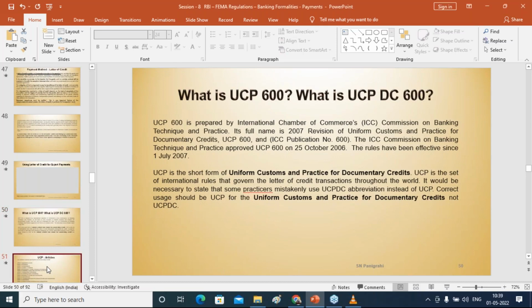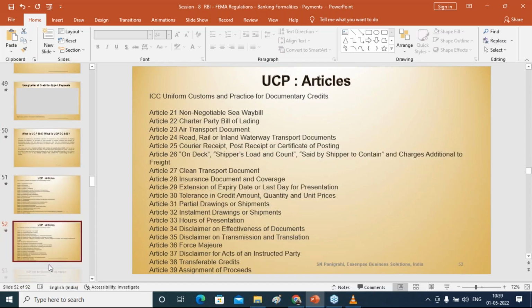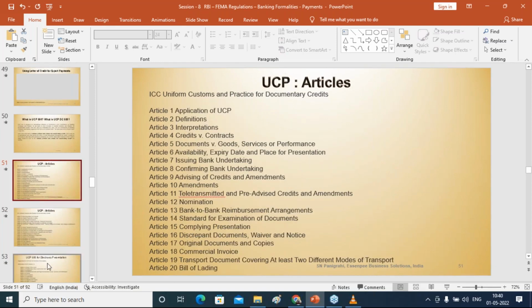UCP has different articles. There are 39 articles. These are the 39 articles. Some of them, of course, we'll discuss over time.